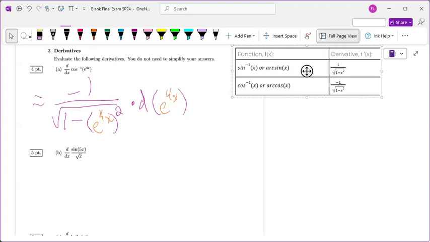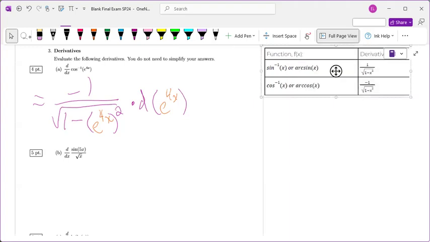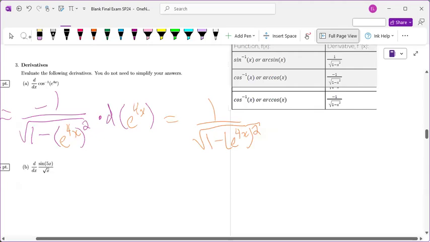Now, I would like to point out the other thing it says up here is you do not need to simplify your answers. So we do still need to fill out what the derivative of e to the 4x is, but you don't have to clean it up further than that. So this is more about, I followed the first part. Now let me just write it. So I include my chain rule. And if you do this all in one step, that's fine. This is more about showing me you understand how to read the table, how to use the chain rule.